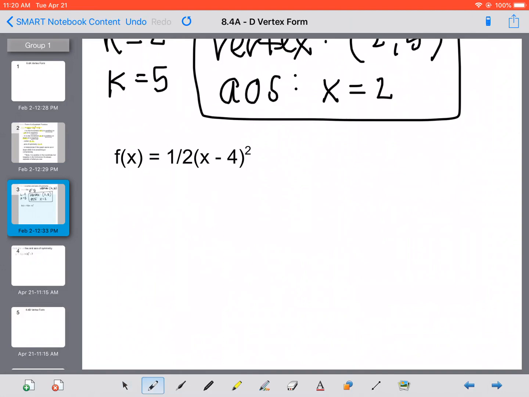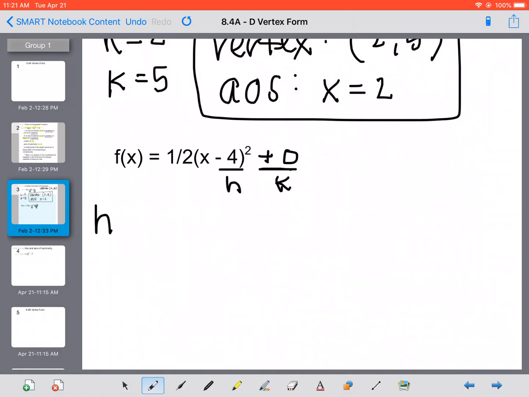So we have f of x equals 1/2 times (x minus 4) quantity squared, and that's it. So we have to remember that our vertex is H, K. So our H is on the inside, which means this is H. And K must be over here somewhere. Well, since there's nothing there, that means that that's really like plus 0. And if you have to write that in, then do so that you don't forget about your K.